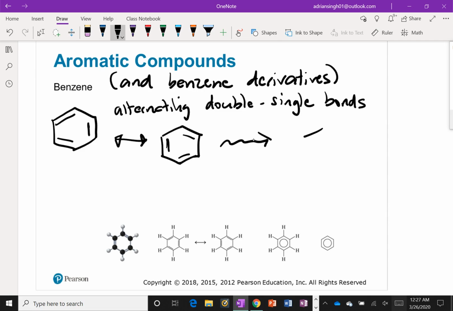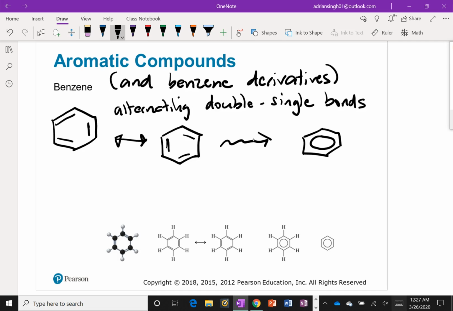And there's a third way by which benzene is represented, which is just a 6-sided hexagon with a circle in the middle. And that circle is meant to represent that those electrons are free to move around. They're called delocalized electrons. All right, so that's the structural formula for benzene.